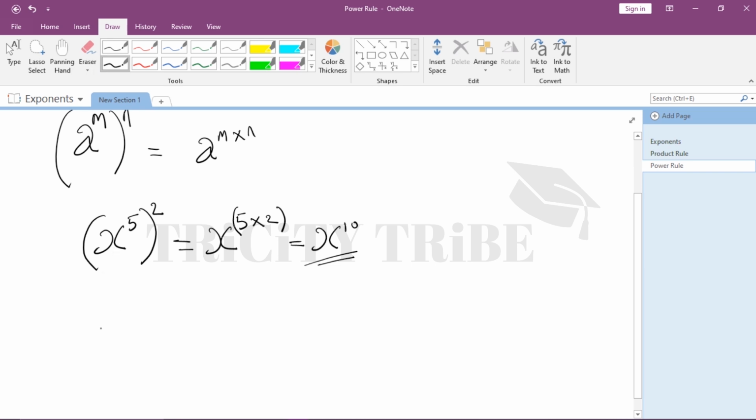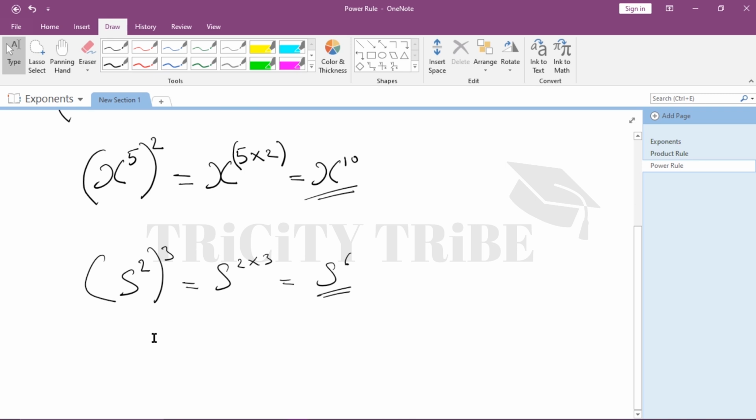What if you had, let's say, a base of s and an exponent of 2 raised to power 3 in brackets? That would be what? s^(2 multiplied by 3) equals what? s raised to power 6. What if you had, let's say, v with an exponent of 3 and an exponent of 7 outside the brackets? That would be v.